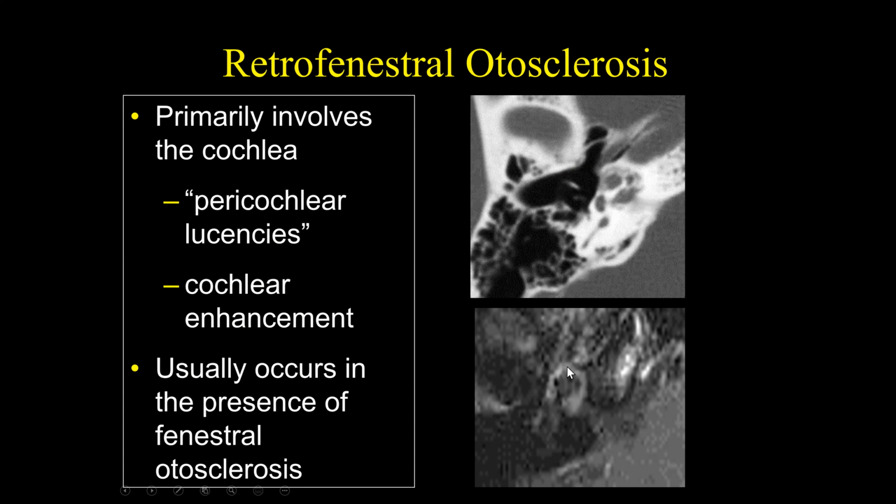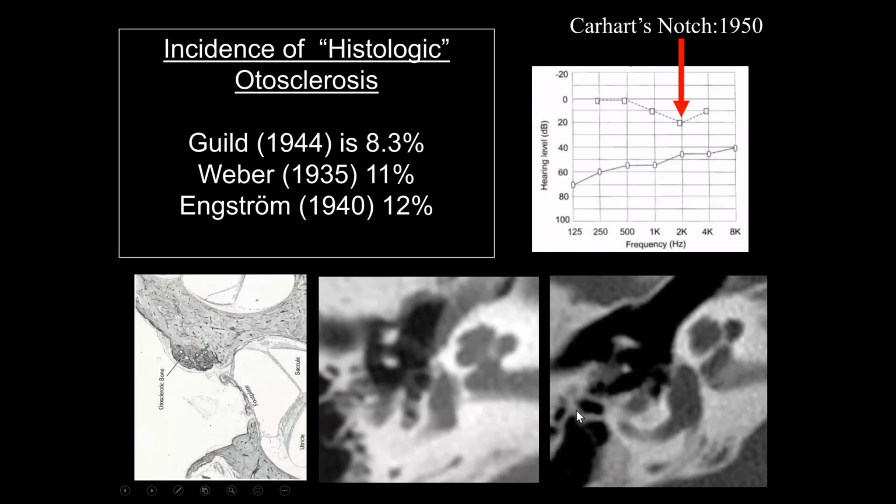And I have to admit, when I'm looking at internal auditory canal MRs with contrast, typically I focus on the internal auditory canal to look for vestibular schwannomas, and also we look for cochlear enhancement, etc. But make sure that you look for this pericochlear enhancement, because in patients that undergo MR for sensorineural hearing loss, one of the causes of hearing loss can be this retrofenestral otosclerosis. So make sure that you add this to your checklist.